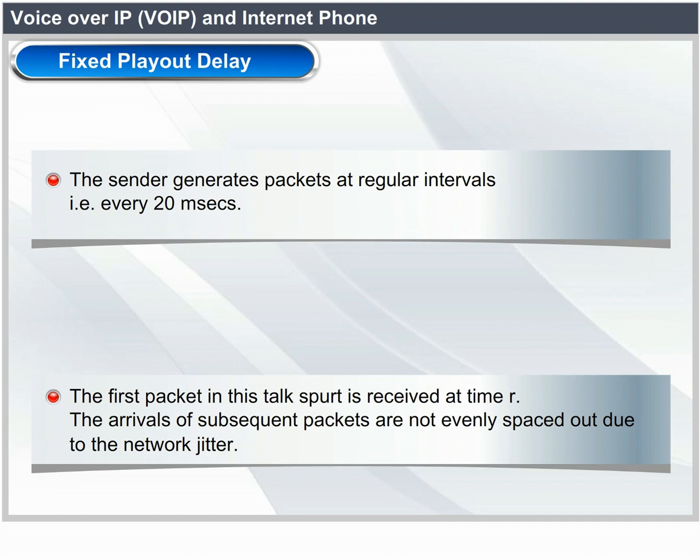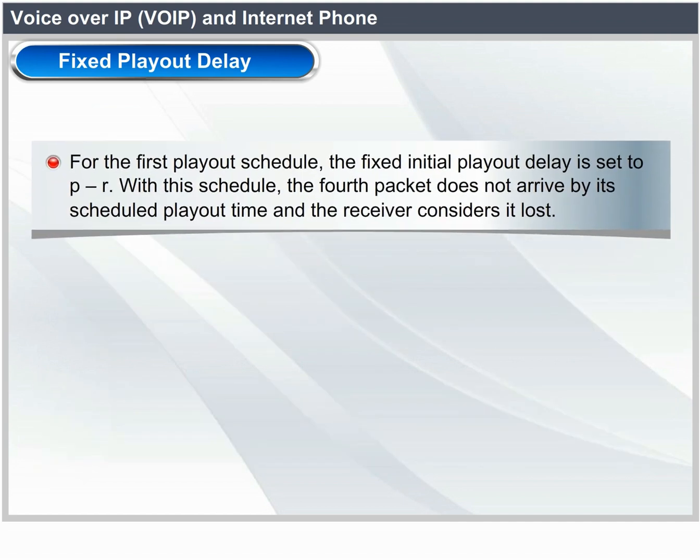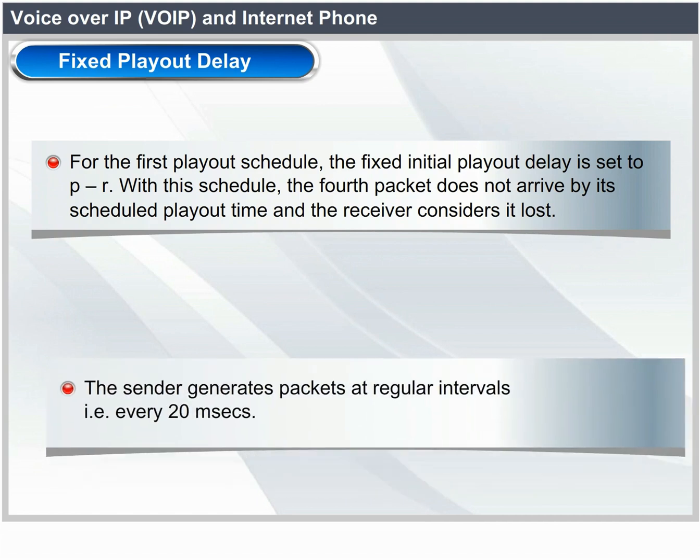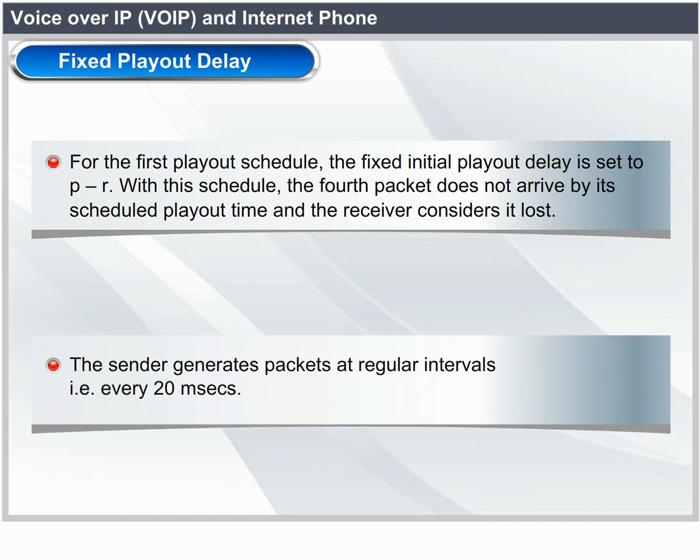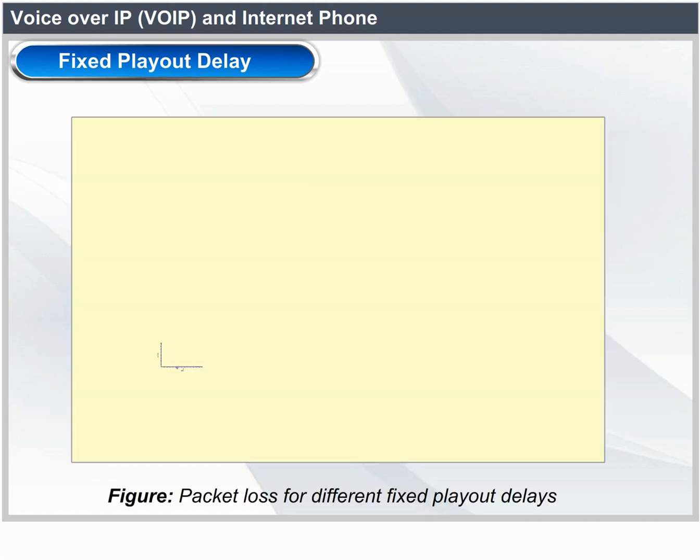For the first playout schedule, the fixed initial playout delay is set to p minus r. With this schedule, the fourth packet does not arrive by its scheduled playout time and the receiver considers it lost. For the second playout schedule, the fixed initial playout delay is set to p' minus r. For this schedule, all packets arrive before their scheduled playout times and there is therefore no loss. Figure: packet loss for different fixed playout delays.